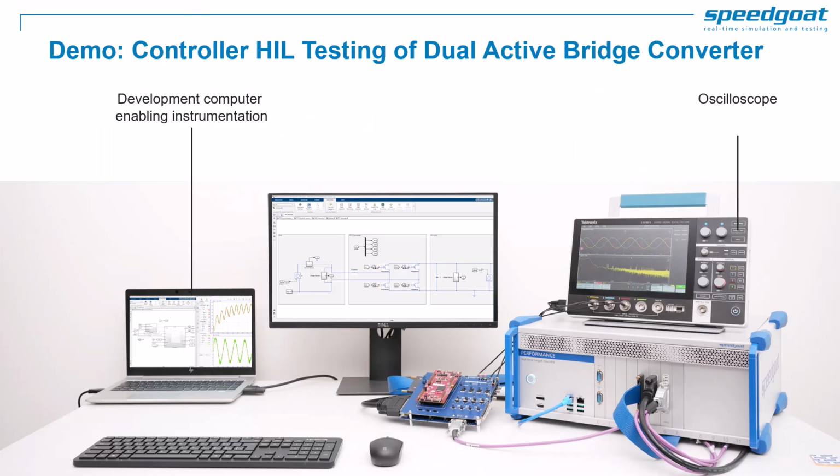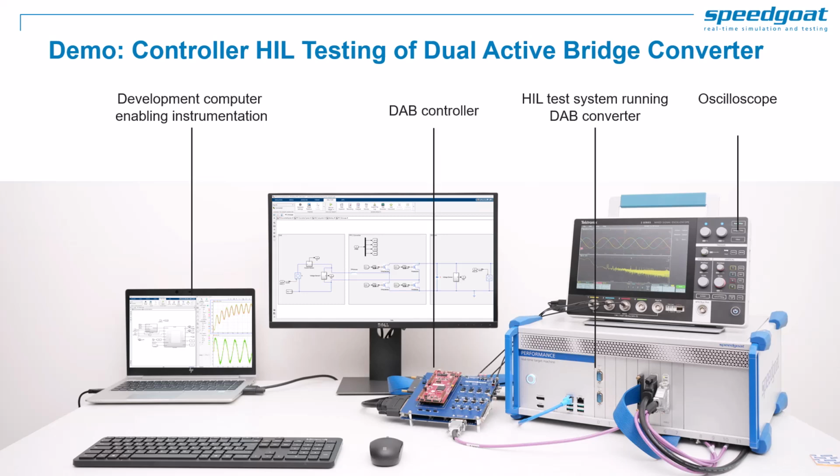Now let's look at a demo of a dual-active bridge, or DAB for short, converter controller HIL testing, outlining the FPGA workflow. This test system is equipped with a Simulink programmable FPGA, enabling super-fast power electronics simulation and controller connectivity. The device under test is a microcontroller running the DAB converter controller.